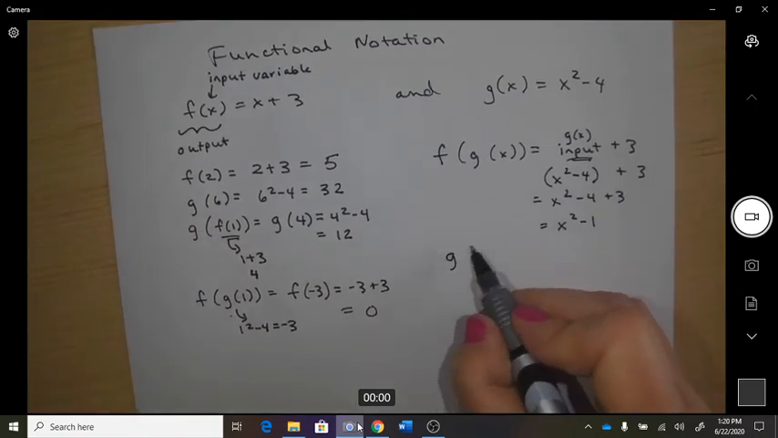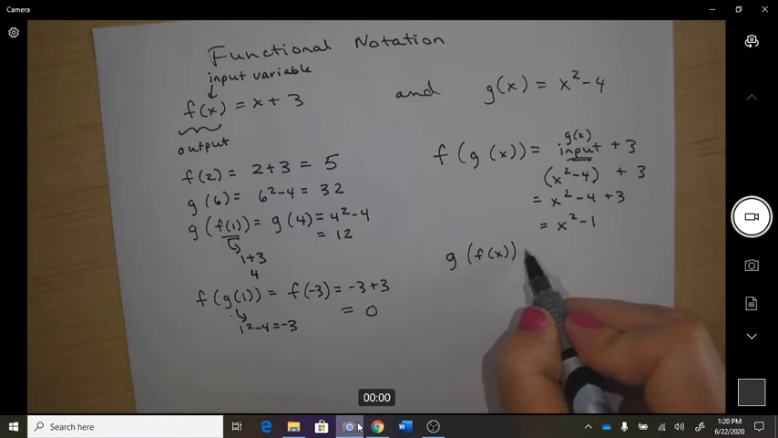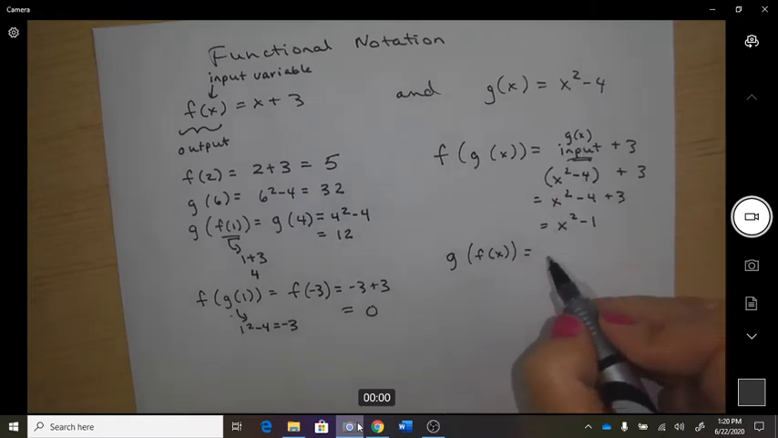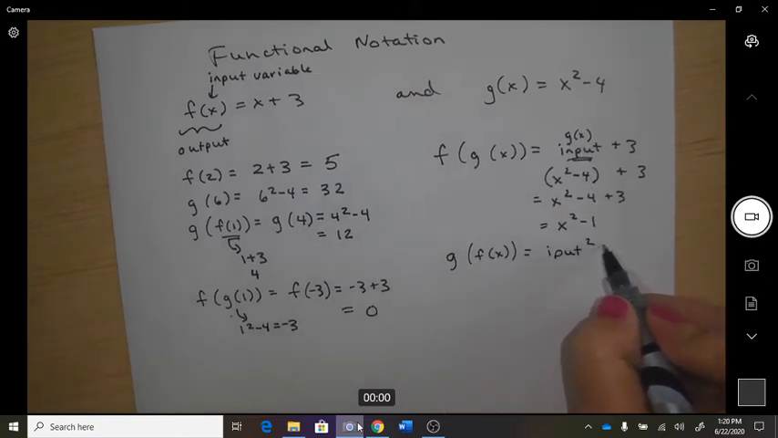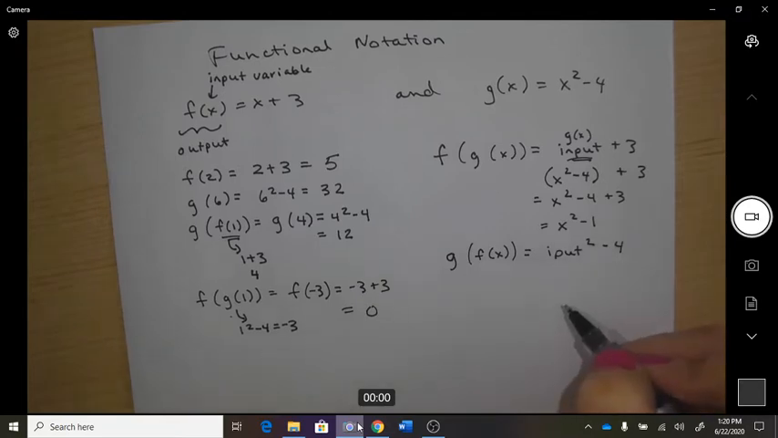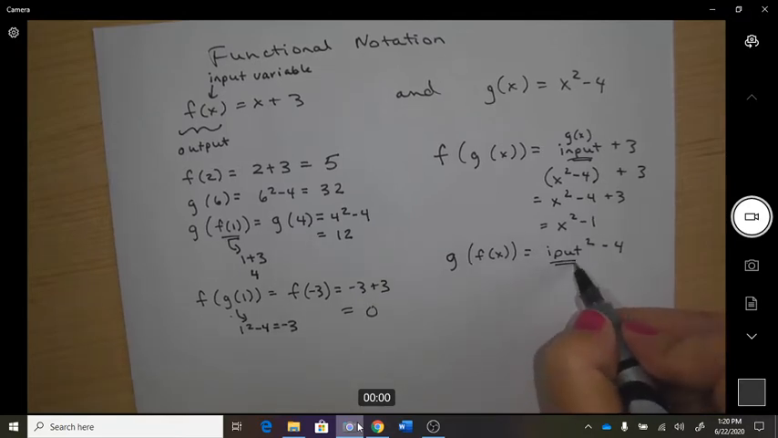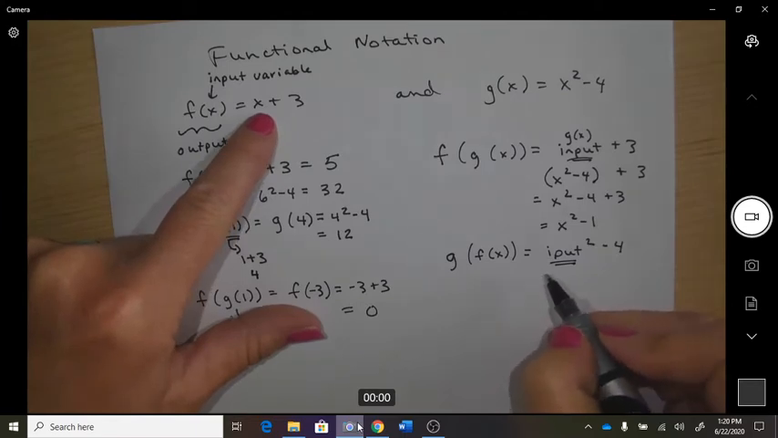Okay, what is g of f of x? So what does the g function say? It says to do input squared minus 4. That's what the g function is all about. So what's the input? The input is this.